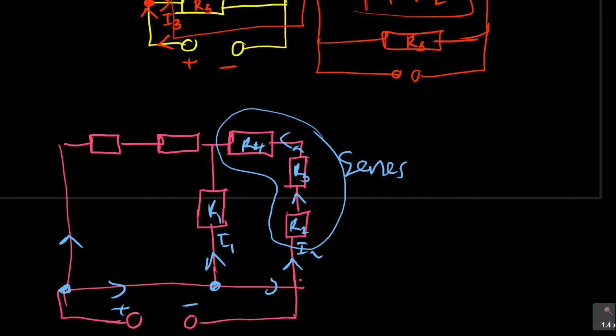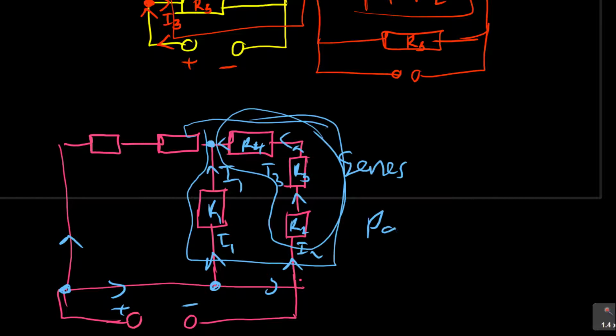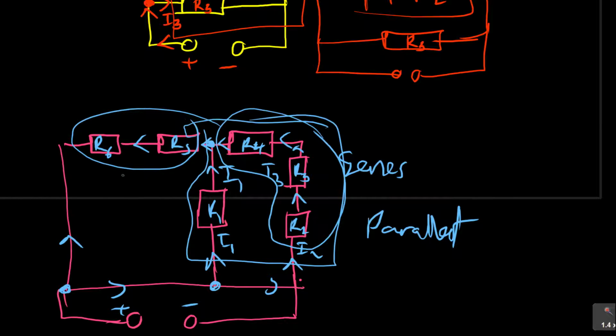And then when you follow up, you can see that there was a combination of this I1 and this I3. So this combination is in parallel, meaning you had to add first the series so that you come up with a parallel combination. You are left with a parallel combination, and then from there you can see the same current that passes through R5 is the same current that passes through R6. So the combination here is in series.